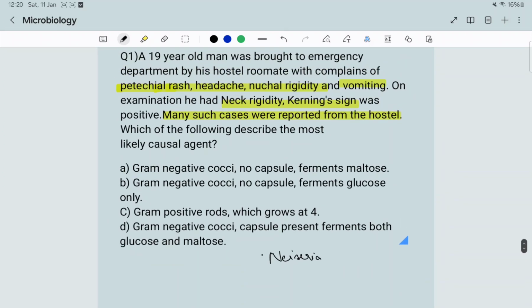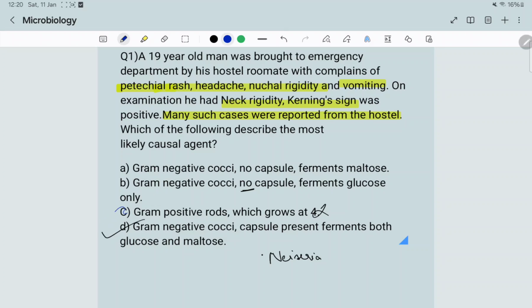So now the answer is definitely Neisseria meningitidis. First, it is gram negative, so positive cannot be the answer. It ferments both maltose and glucose, but the capsule is present. No capsule is with gonococci. So the answer becomes D, that is gram negative cocci, capsule present, and it ferments both glucose and maltose.